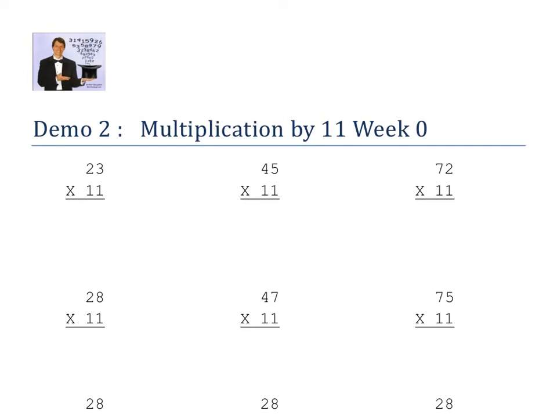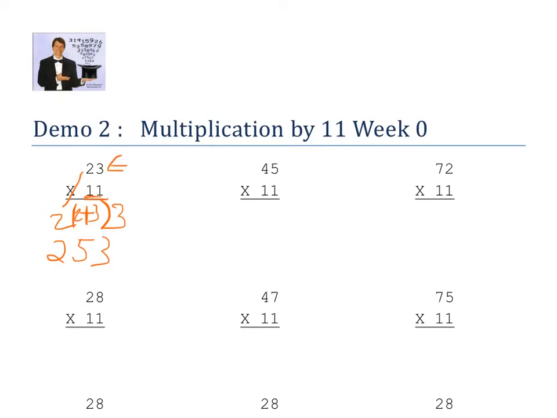In his first lecture, Arthur Benjamin points out an interesting fact. If we multiply by 11, our ones digit will be the same as the number we're multiplying, and our hundreds digit will be the same. And then the middle digit, the tens digit, will equal the sum of those two digits. So 23 times 11 will be 2, and then 2 plus 3 is 5, and 3: 253.